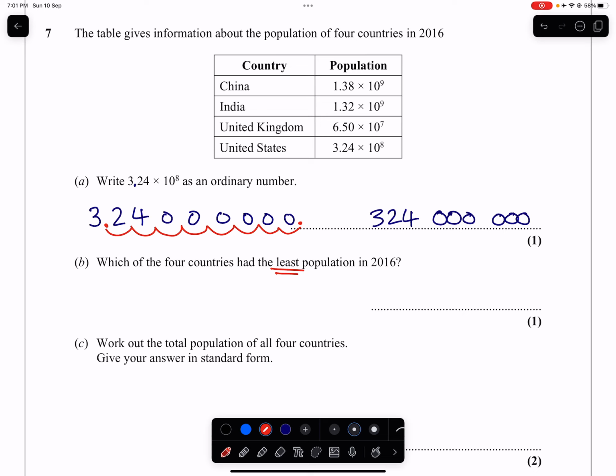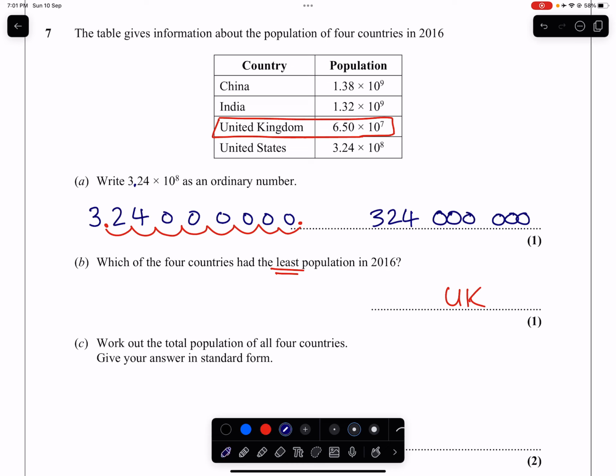Numbers written in standard form, it's easy to identify the largest and smallest numbers if we look at what power of 10 they're being multiplied by. 2 of them have a power of 9, 1 has a power of 8, and 1 has a power of 7, making that the smallest number. So the UK is the answer for that one.